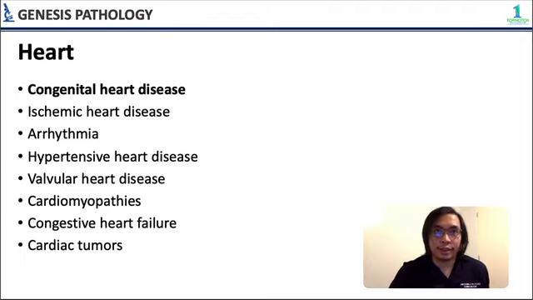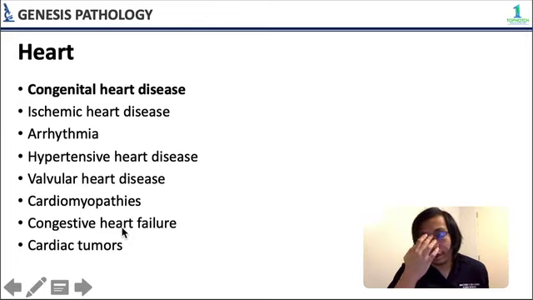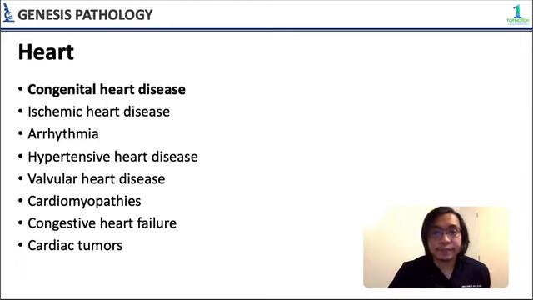Heart, white blood cells, red blood cells, bleeding, etc. So anyway, let's talk about the heart first. And a rough outline would be here: congenital heart disease, ischemic heart disease, arrhythmias, hypertensive heart disease, valvular heart disease, cardiomyopathies, congestive heart failure, and cardiac tumors. So again, concise lang tayo. So let's start with congenital heart disease.